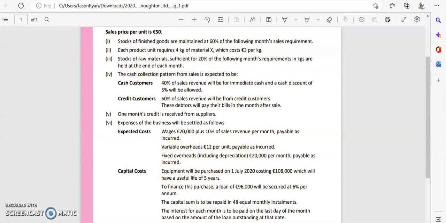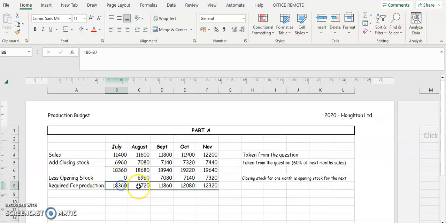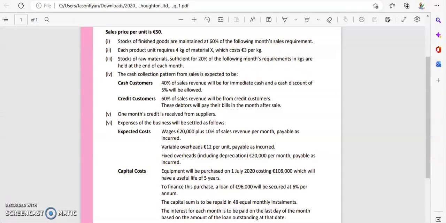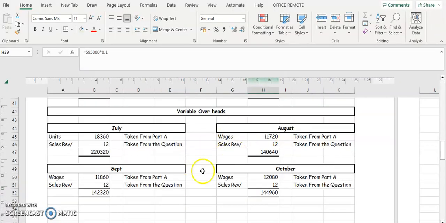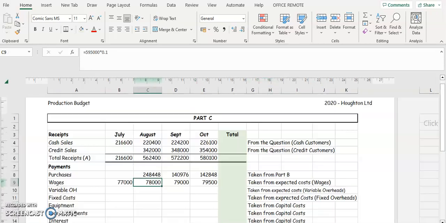So payable as incurred, it's going to be each one of these figures here multiplied by 12 euro that's in the question. So 12 euro per unit. For the adjustment or the workings you want to see, we can pause the video again. These are the workings for each one, and then we just put them into our budget just like this. That's your variable overheads done.